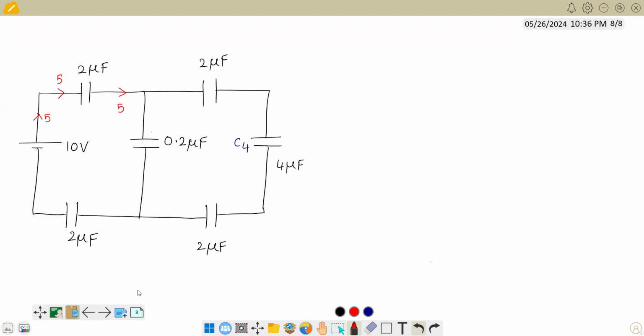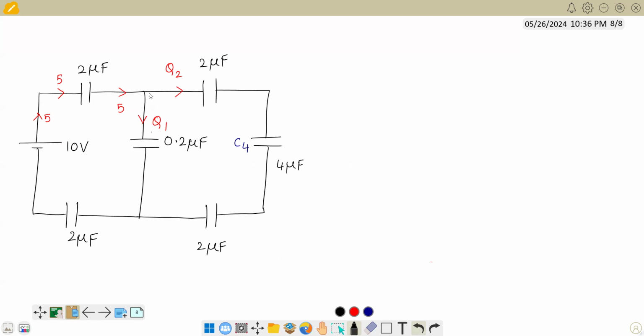Now 5 has two paths to travel. This is one path and this is another path. Now 5 will divide into two parts. Here, let us say Q1 is traveling. Here, let us say Q2 is traveling. We have to find Q2. You need not do that the long way. There is a direct way.